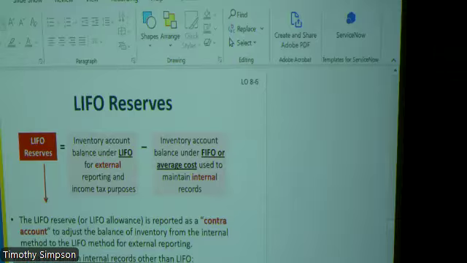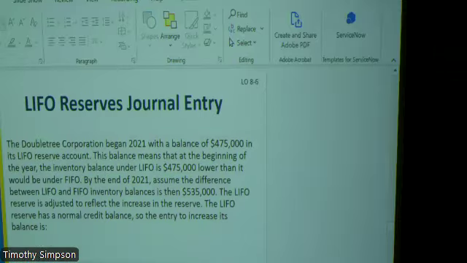Okay. All right, so here's an example. We have DoubleTree Corp, but I don't think this is the hotel chain because it's an inventory company. They began 2021, the first year, with a balance of 475 in this LIFO reserve account. This balance means that at the beginning of the year, the inventory balance under LIFO is $475,000 lower than it would be under FIFO. What does that mean? Well, it's the cumulative difference between the FIFO and LIFO estimation. And this is what we call the LIFO reserve. It's a contra asset that we simply book under inventory.